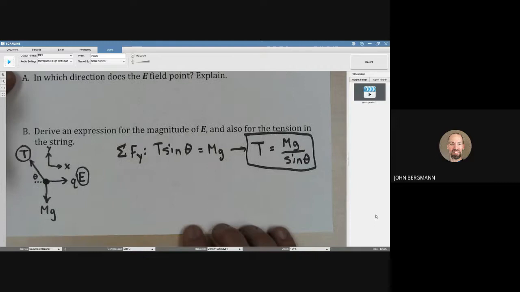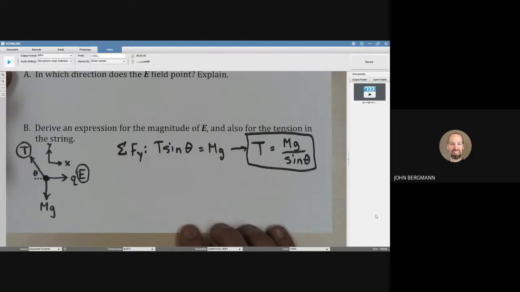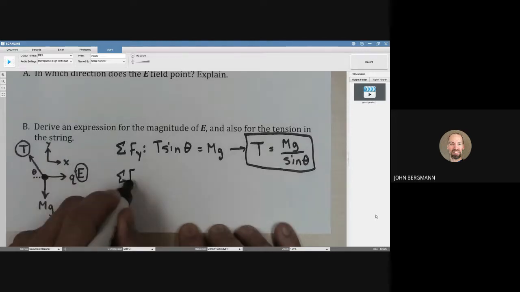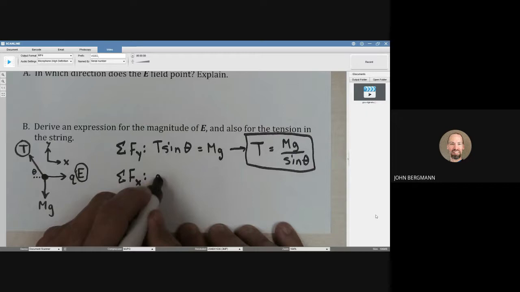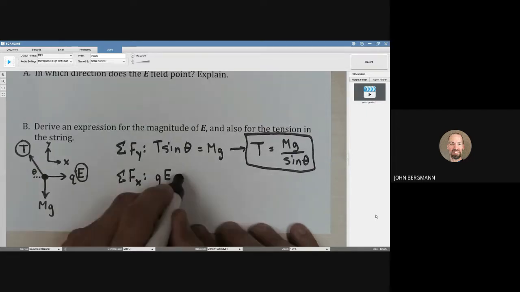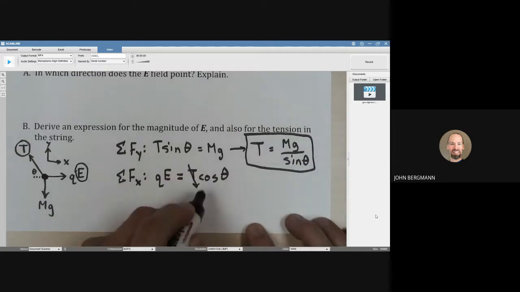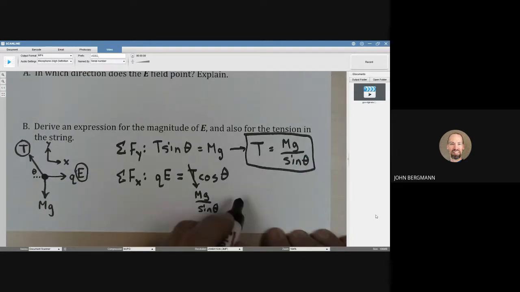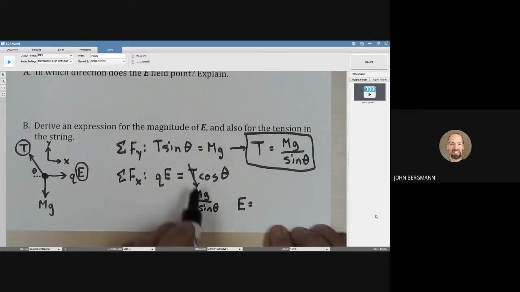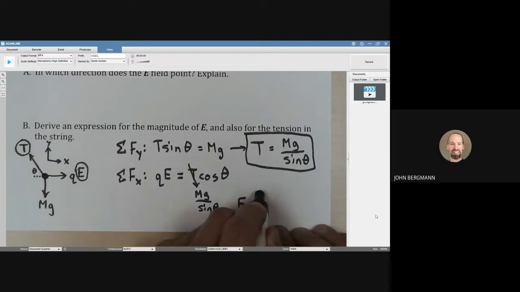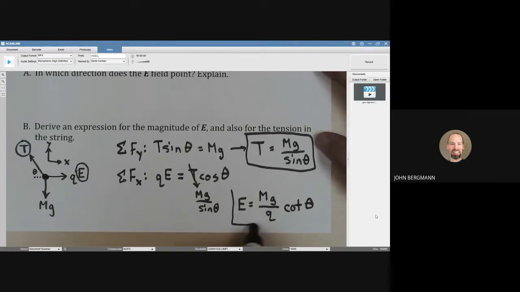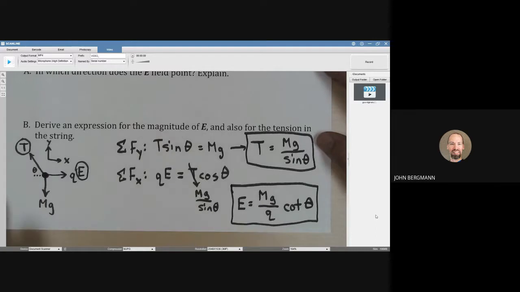The other thing we're asked to find is an expression of the magnitude for E. Now let's sum the forces in what I've called the x direction, and we're going to go Q times E in one direction, and isn't that going to be numerically equal to T cosine theta? Well, we just figured out what the tension is. T is m times g over sine theta. Can we solve that for E now? I think we can. It is going to be mg cosine theta over sine theta, which is cotangent theta, so I think we're going to get here m times g divided by little q multiplied by cotangent theta. Theta is known, m is known, g is known, and q is known. There you go.